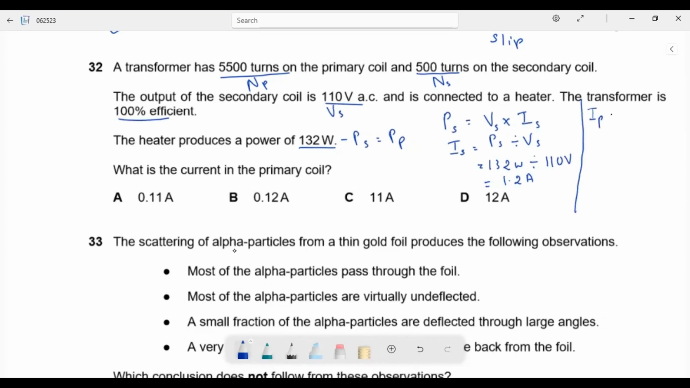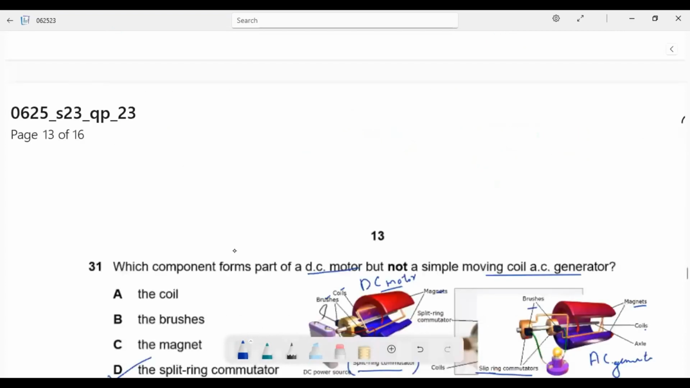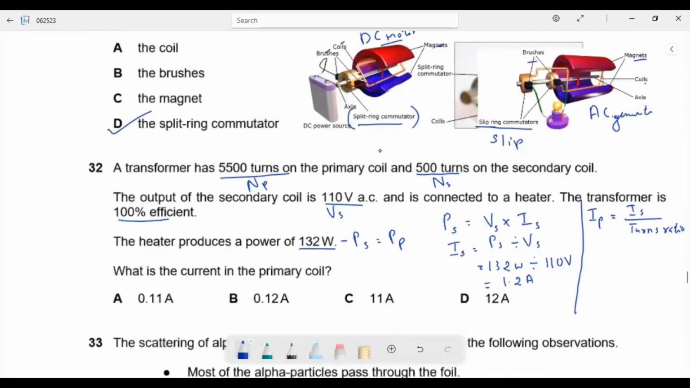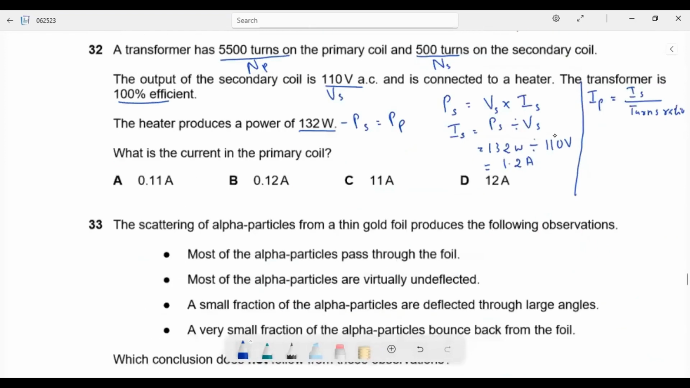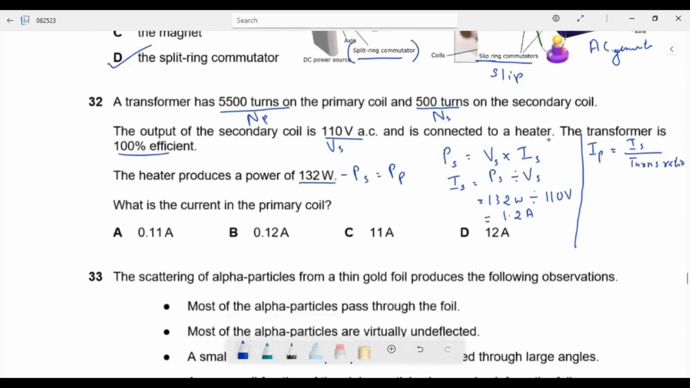So, current in primary can be written as current in secondary divided by turns ratio. So, what is the turns ratio? Turns ratio is NS by NP. That is 5,500 by 500. This will be equal to 11. This is your turns ratio.